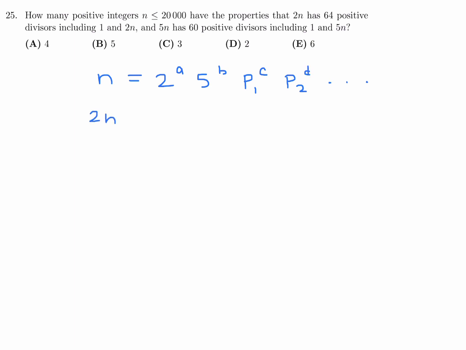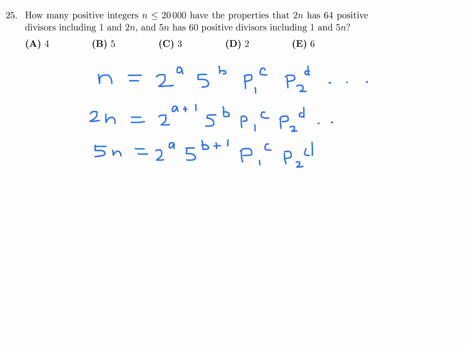Now 2n, therefore if you're multiplying by 2, it would basically make this 2 to the power of A plus 1. And the rest would be the same. P1 to the C, P2 to the D, and so on. And then 5n, it would basically make it 2 to the power of A, 5 to the power of B plus 1, and then P1, P2, and so on. Now our task is to figure out some 2n that has 64 divisors and some 5n that has 60 divisors. Okay? So where do we begin?